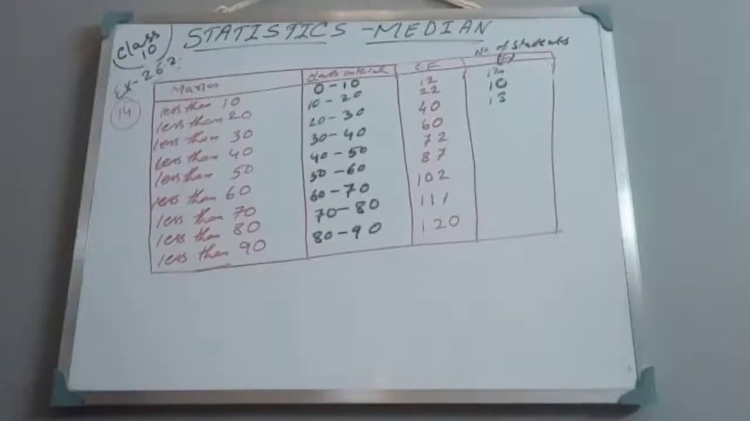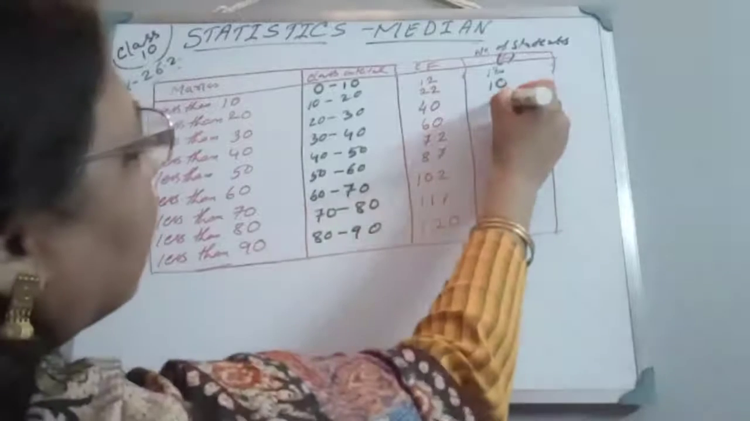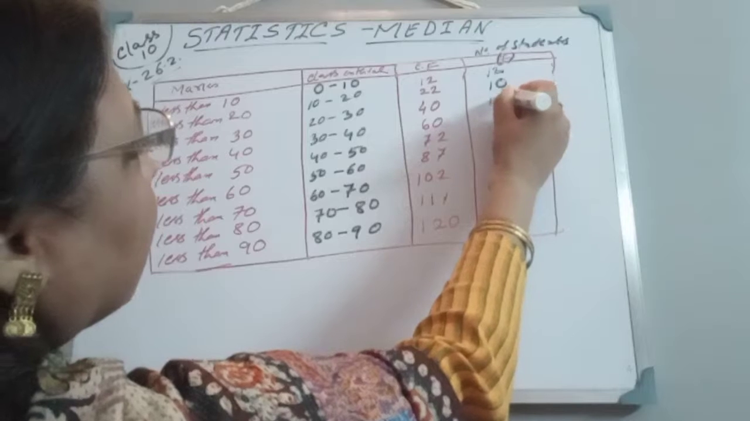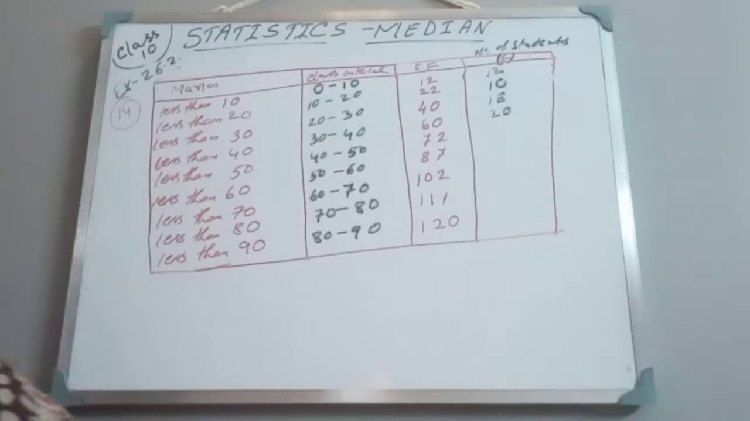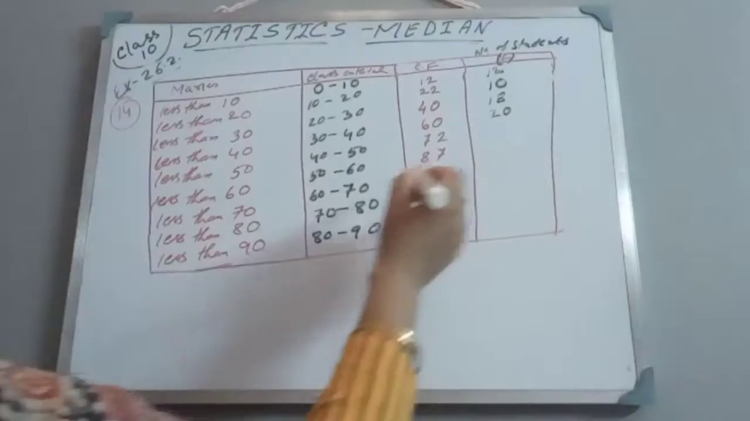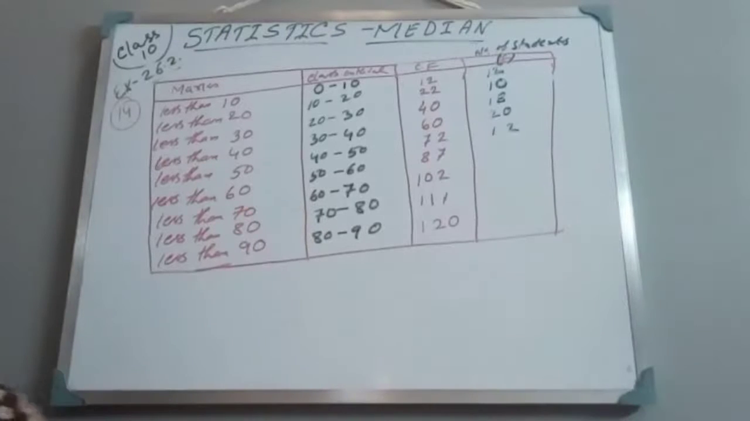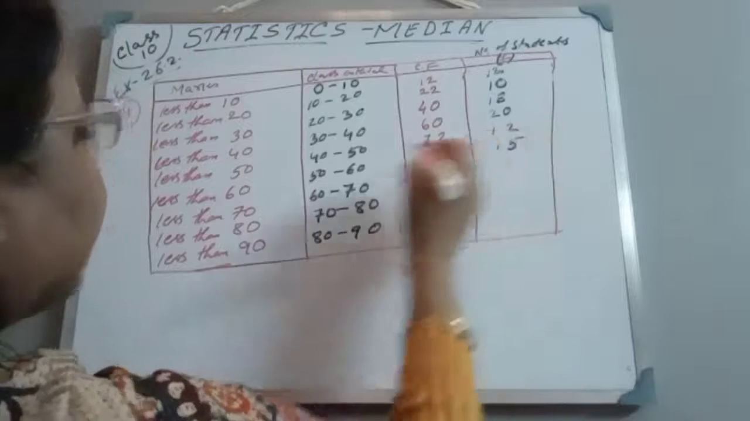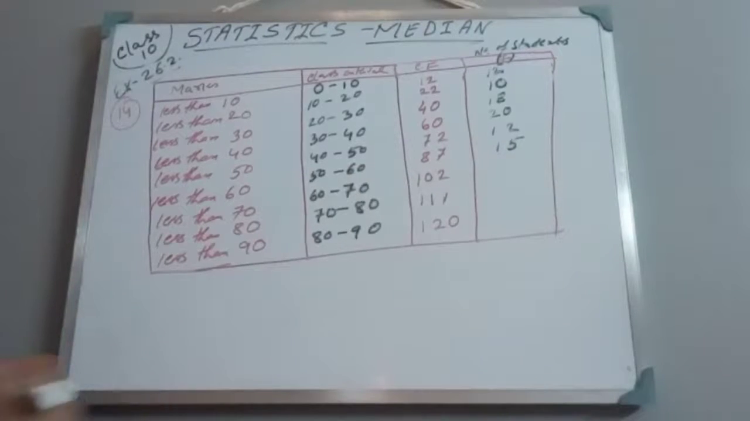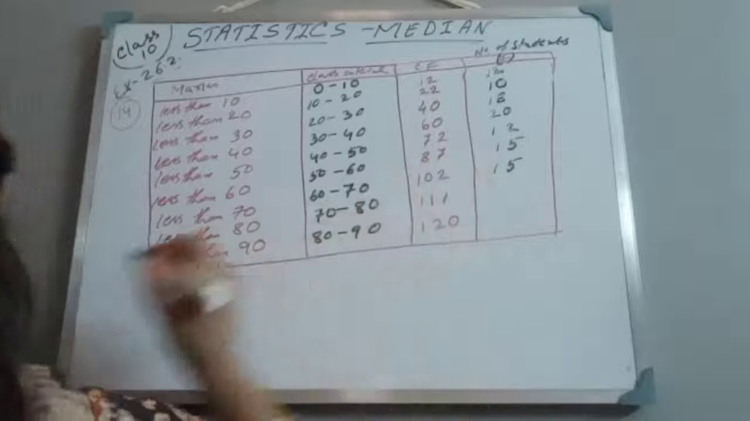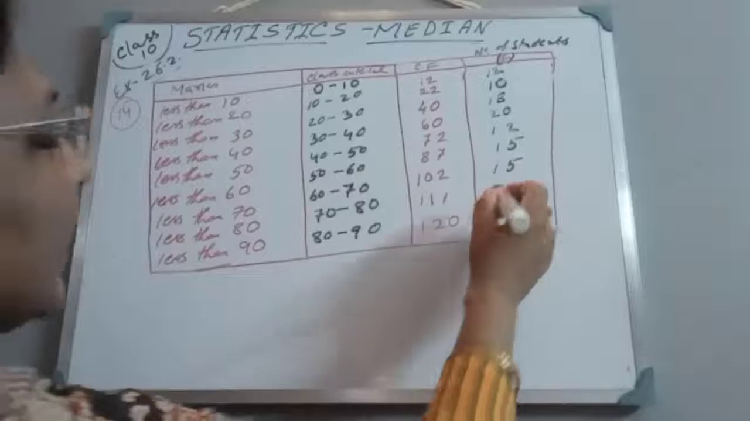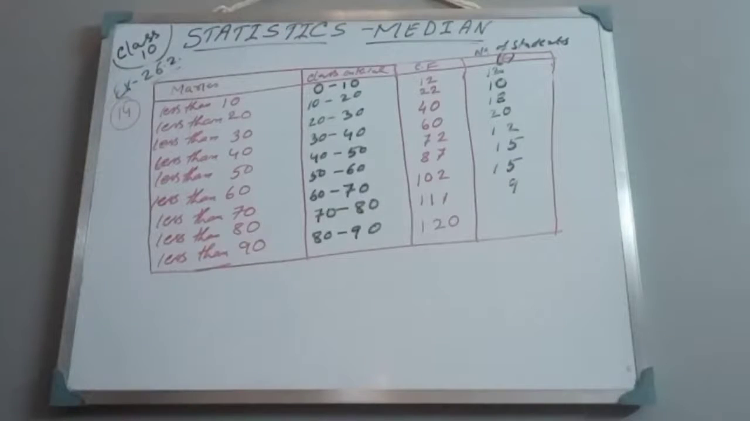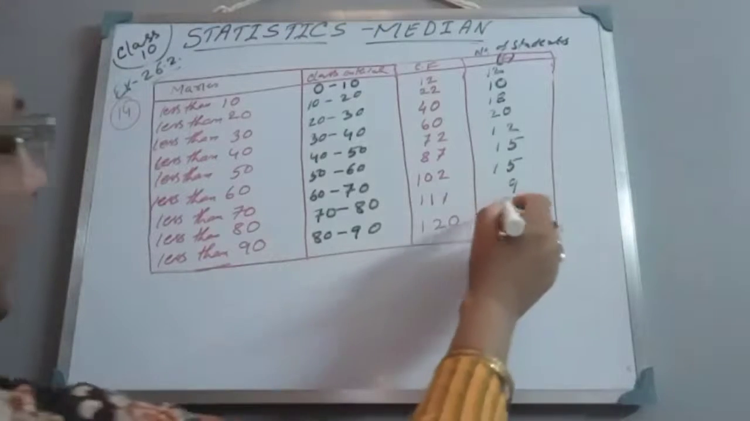Next 60 minus 40, it will be 20. Then 72 minus 60, this will be 12. 87 minus 72 is 15. 102 minus 87 is again 15. Next 111 minus 102 comes to 9. And 120 minus 111 is again 9.